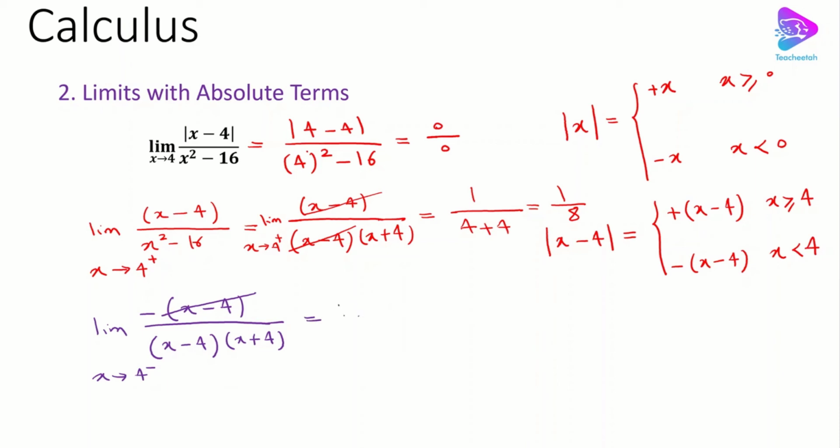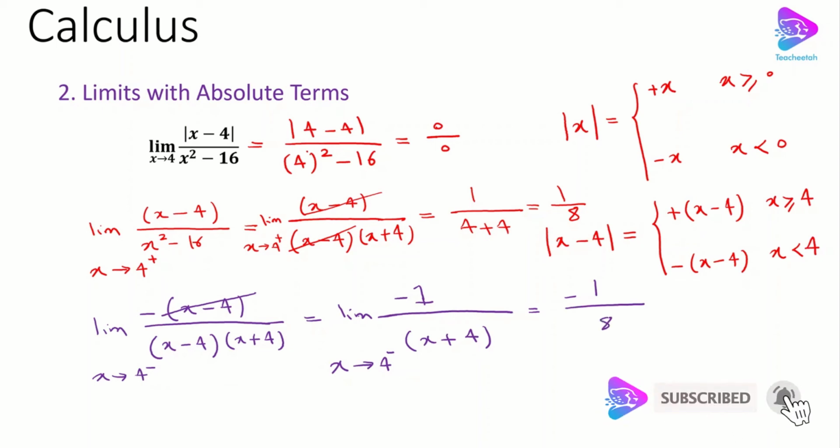This is going to be the limit of minus 1 over x plus 4, and x is approaching 4 from the left side. So the answer is going to be minus 1 over 8. So what we can understand from this problem, if we approach 4 from the right side, the answer is 1 over 8. If we approach 4 from the left side, the answer is minus 1 over 8.